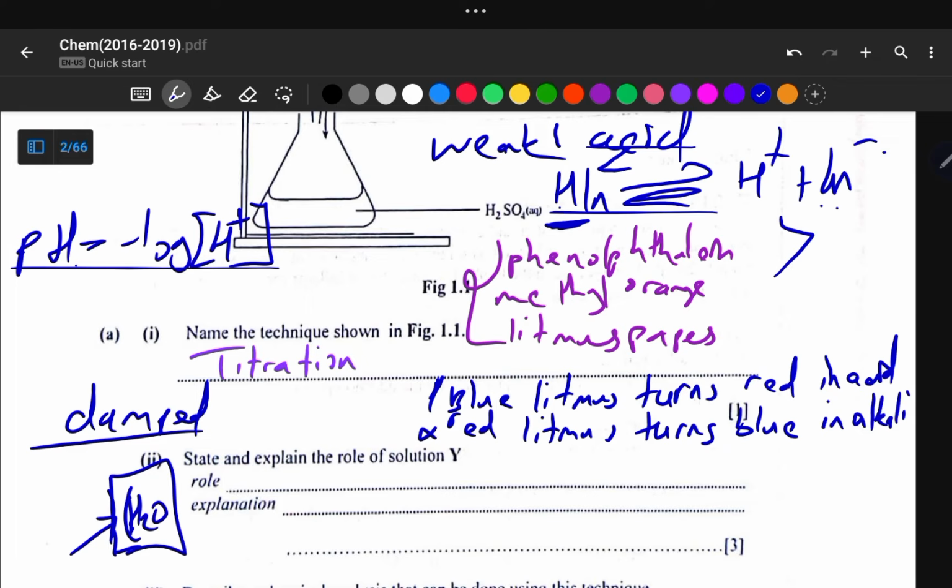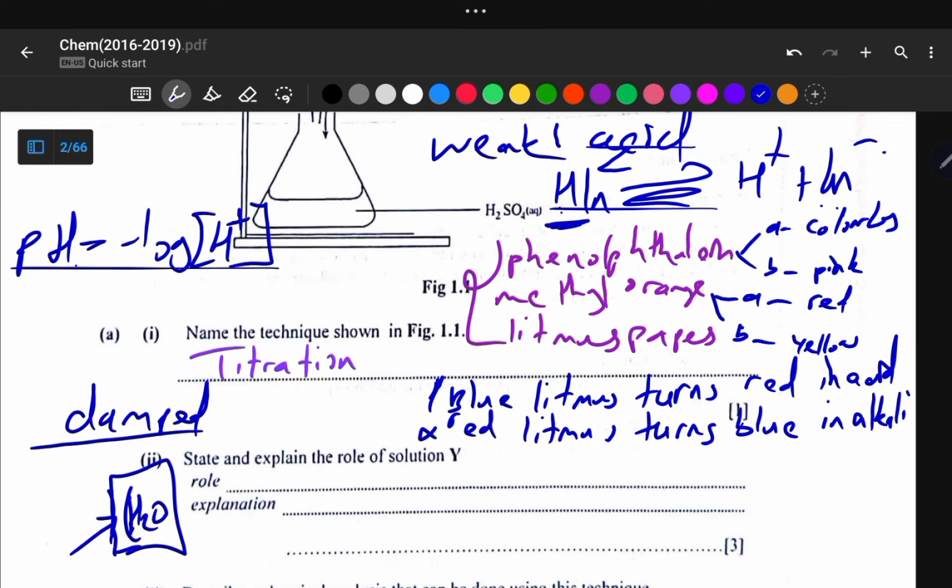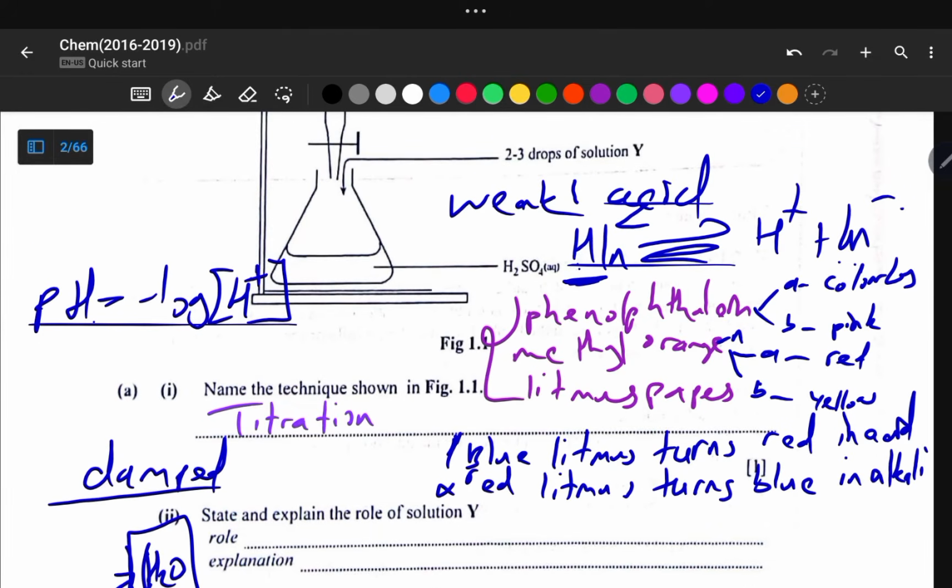So the color of phenolphthalein. Phenolphthalein in acid is colorless, right? And then in base, it is pink, right? And then we go on to methyl orange, right? In acid, methyl orange is red, right? And then in base, it is yellow, right? And in neutral, it is orange. So orange, neutral, right? So these are the color changes of the indicators. You should know the color changes of these indicators.